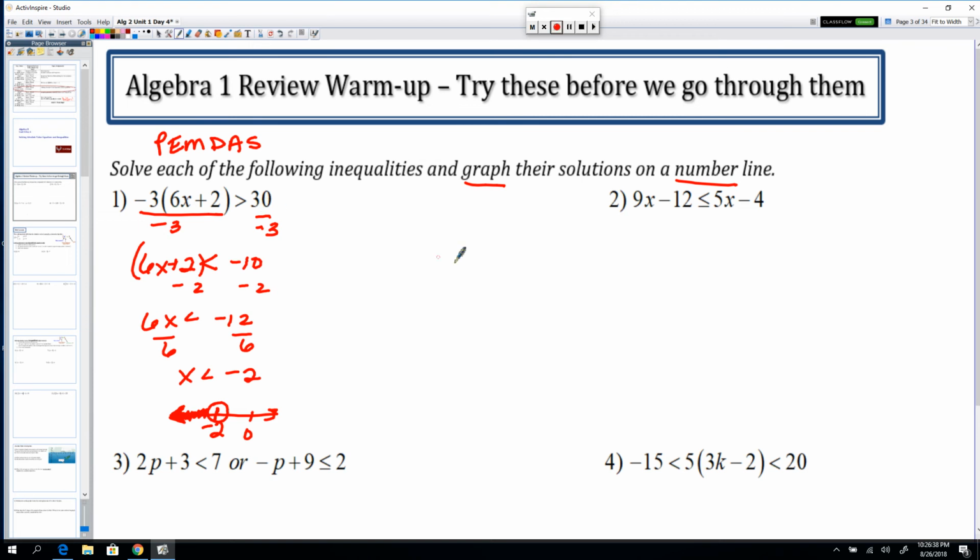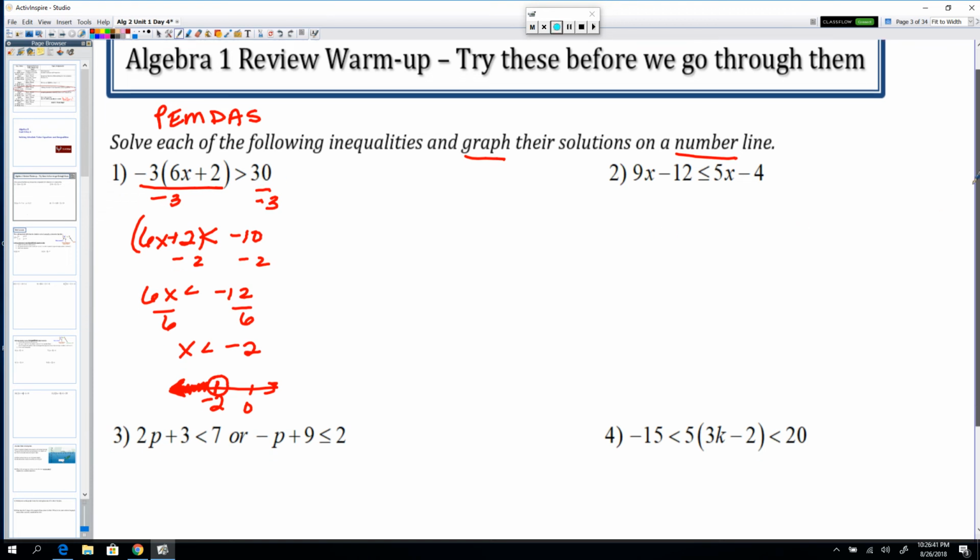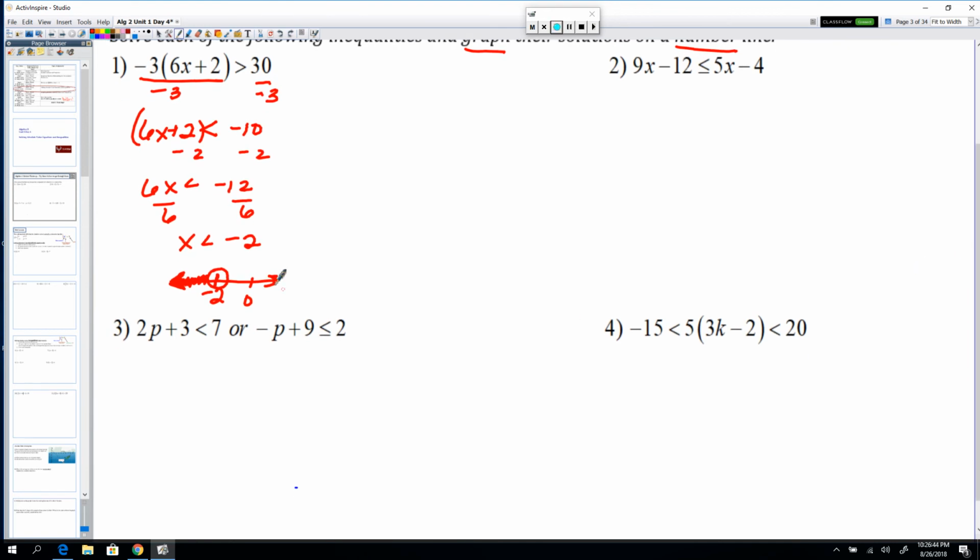Okay? I'll let you do number 2 on your own or with your teacher. Number 3, the only slight difference is we've got this OR here. Hopefully you saw that in Algebra 1. It just means you need to solve this and solve this, and you'll have 2 parts to your answer for P. So for instance, on the left, we would subtract 3 from both sides, divide by 2, and that's one part of our answer. Another part of our answer, we would subtract 9 here, divide by -1, and again, flip the direction of our inequality.